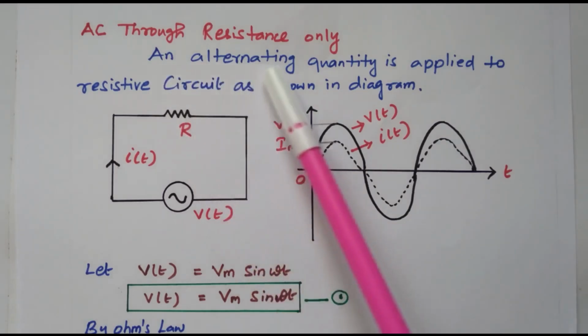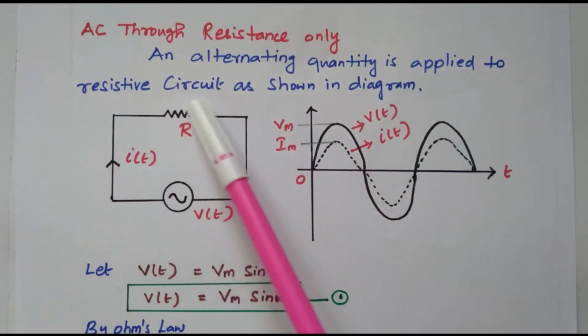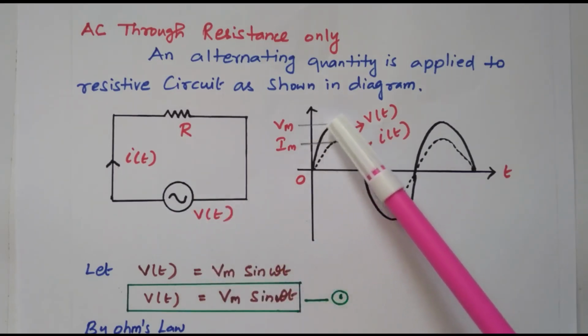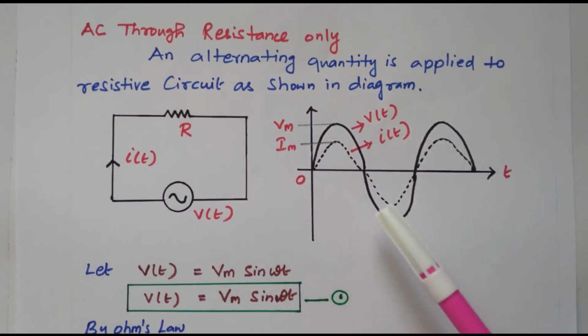Now consider the alternating quantity is applied to the resistive circuit as shown in the diagram. The resistor is available, and the alternating quantity, that is alternating voltage, AC voltage, is applied to the resistor, v(t). This i(t) is the current flowing through the resistor. Because of the alternating quantity, it is v(t), i(t), because the current or voltage changes with the given time. In this resistor, this is the applied voltage, Vm, the sine voltage. So positive cycle and negative cycle.